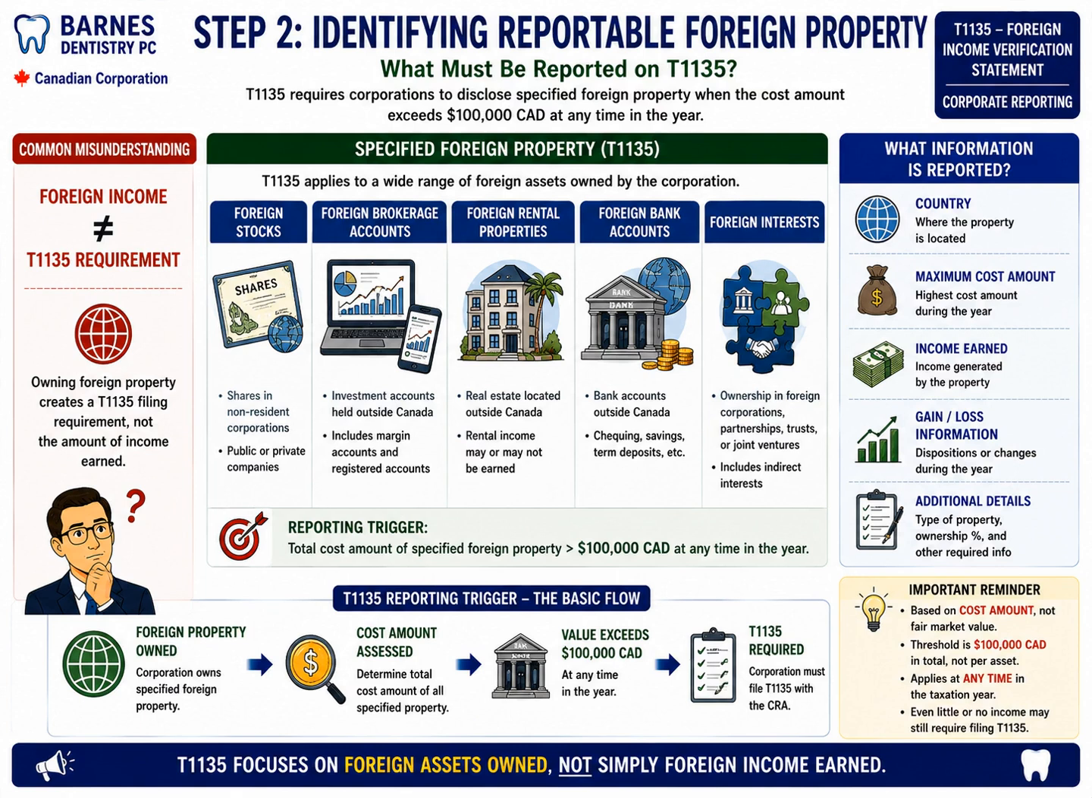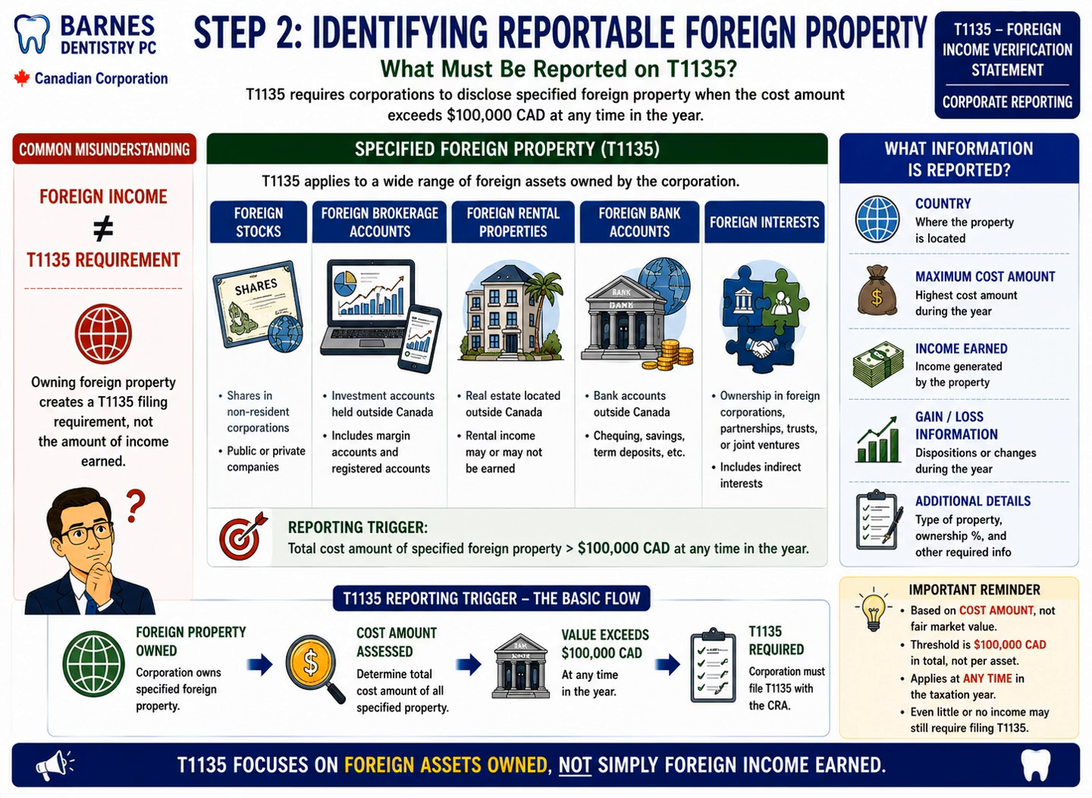Notice that the threshold applies to the combined cost amount of specified foreign property. It is not measured separately for each individual asset. This is a critical detail when evaluating filing requirements. Now move to the panel on the right side of the slide.